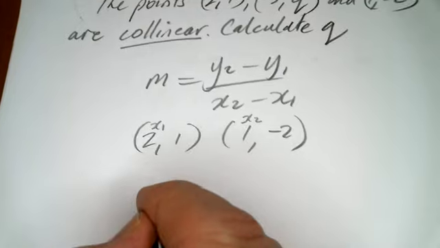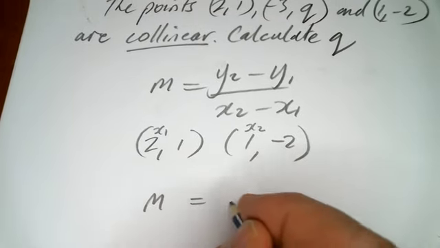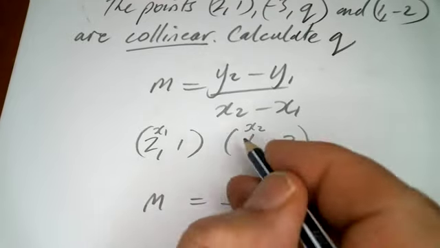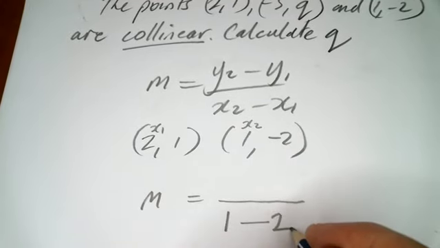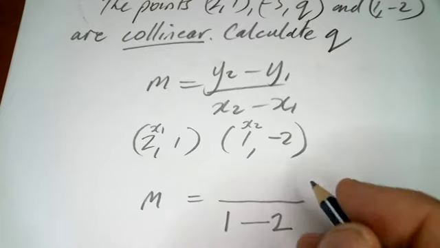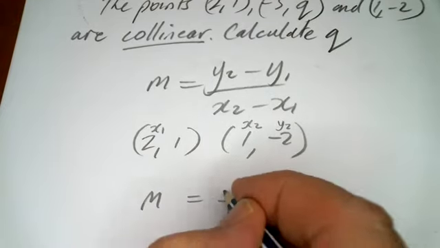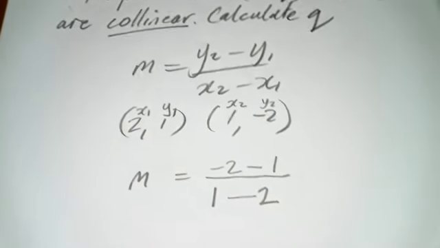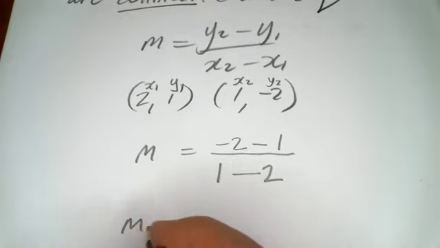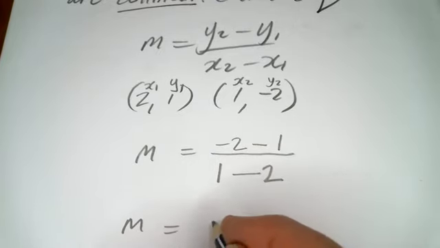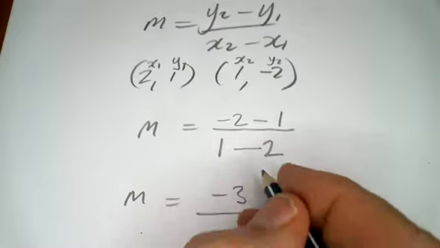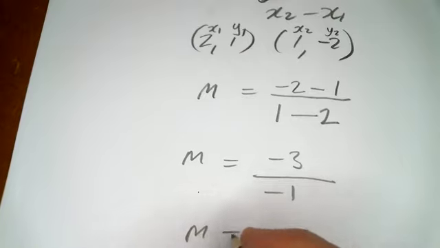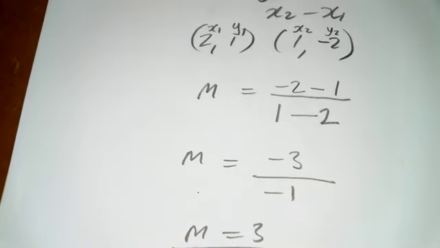I'm going to say m, or the gradient in other words, is equal to x2, well x2 is 1, minus x1. Now I'm going to designate the y2. So this is going to be y2, which is minus 2, and this is y1, so it's minus 1. So I've got m is equal to negative 2 minus 1 is negative 3, and 1 minus 2 is negative 1. And negative 3 over negative 1 makes this m value equal to 3. So I've got my gradient.